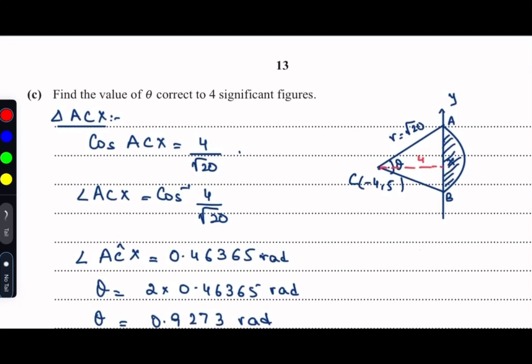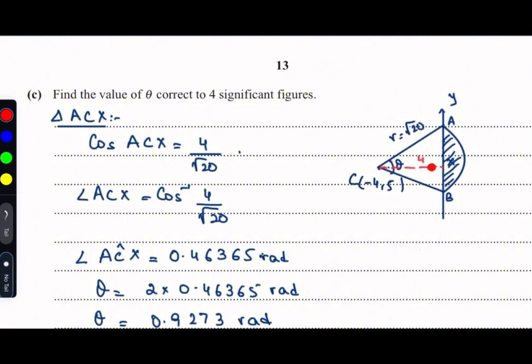Part C. Find the value of theta correct to 4 significant figures. So I have drawn this figure here. We got the center as (-4, 5) and the radius as root 10, and we have this arc length AB, which was passing through the y-axis, and this was the value theta.